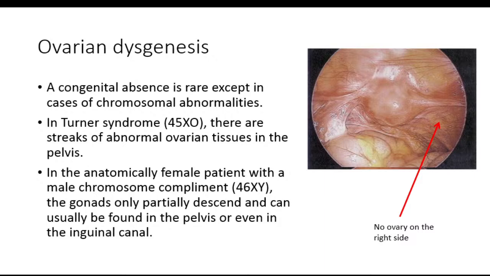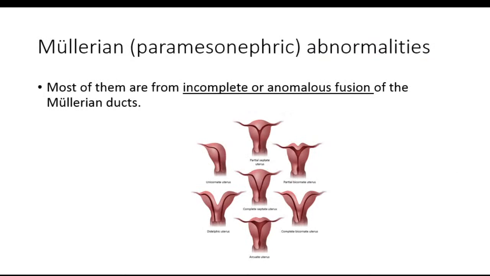But anatomically, when the phenotype is female, they also may have Swyer syndrome pattern, for example 46XY karyotype, which indicates that from the biological side it's a male patient, but phenotypically it is a female patient, and those gonads are usually testes and not ovaries, and they usually only partially descend and are found in the pelvis or even in the inguinal canal.